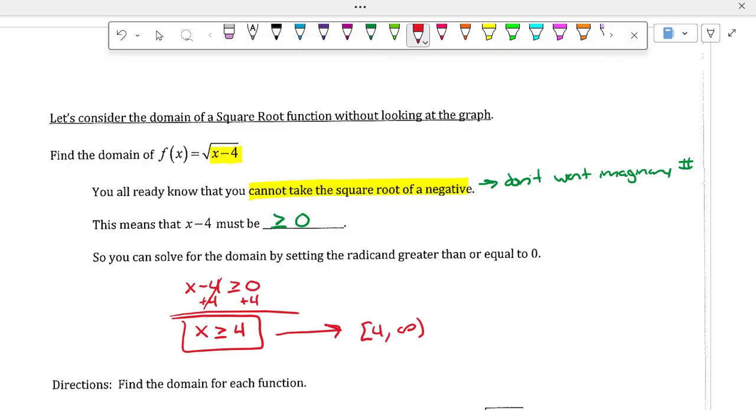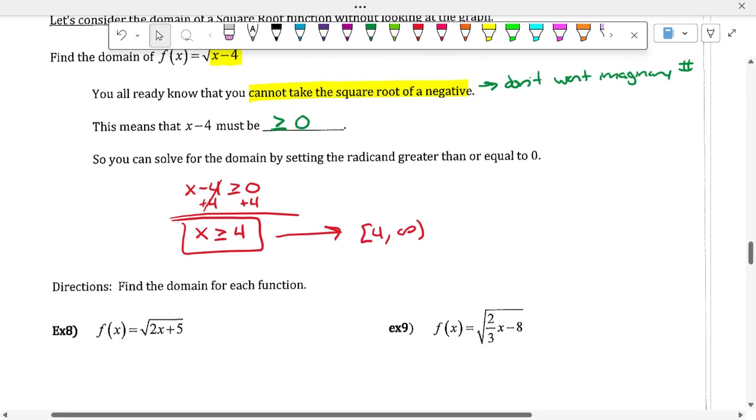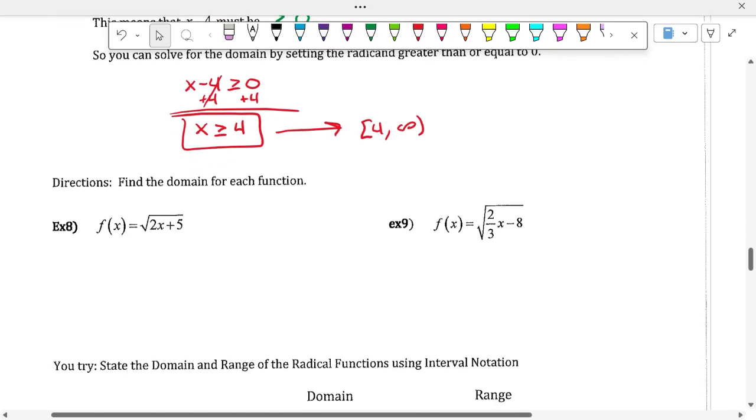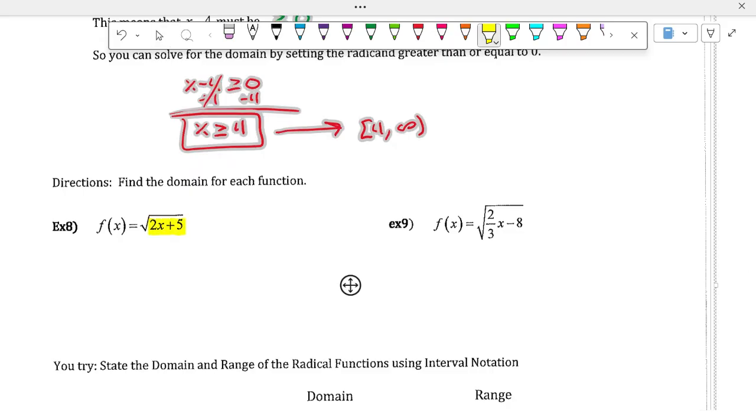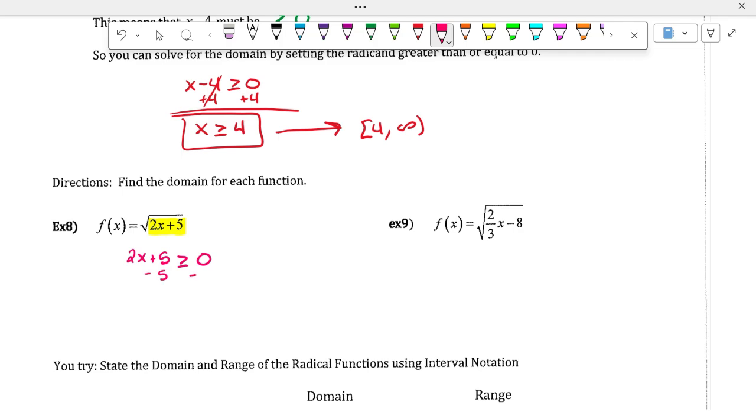So whatever's under the radical, you set that greater than or equal to 0 and then solve for x. So for this one, 2x plus 5, I'm going to set that greater than or equal to 0. What do I do? Minus the 5. I get 2x greater than or equal to negative 5. Divide by 2. X is greater than or equal to negative 5 halves. There's my domain.